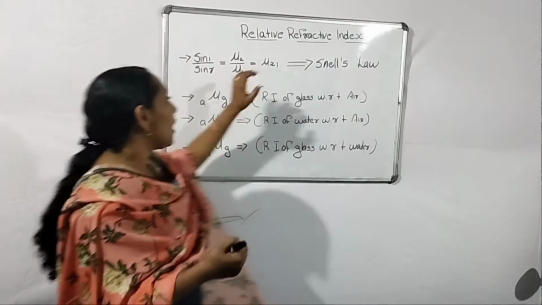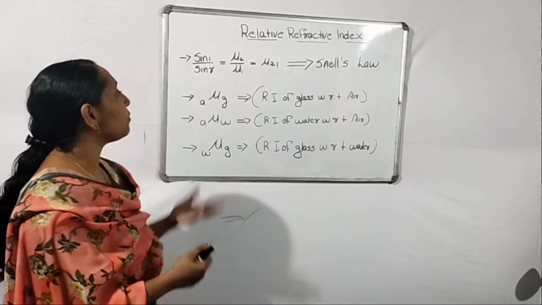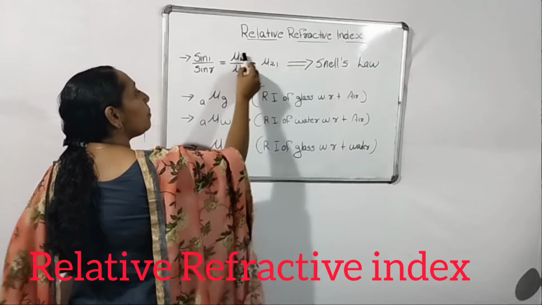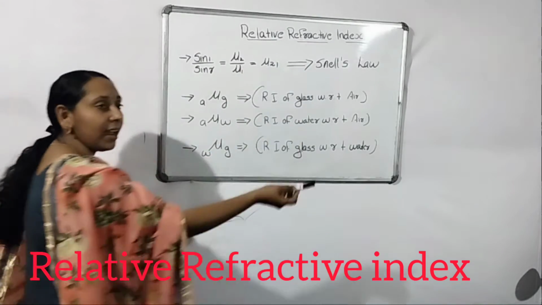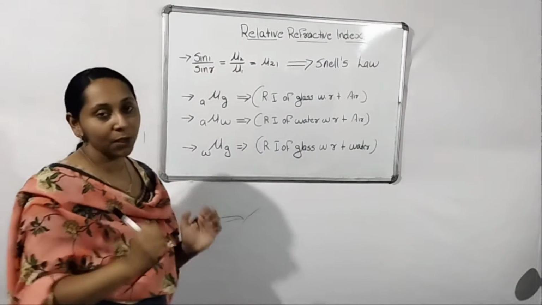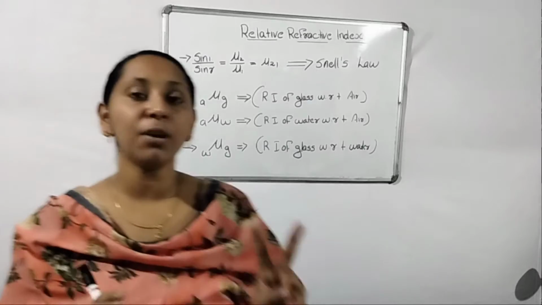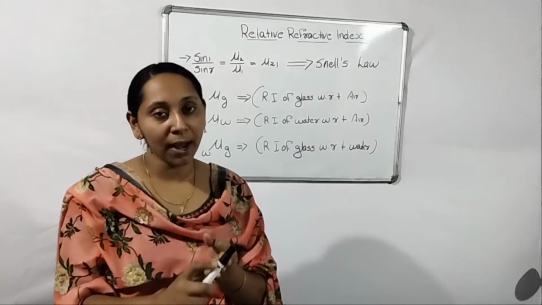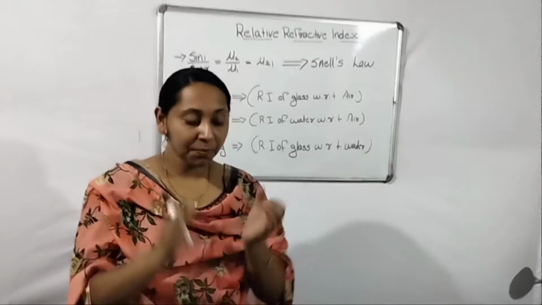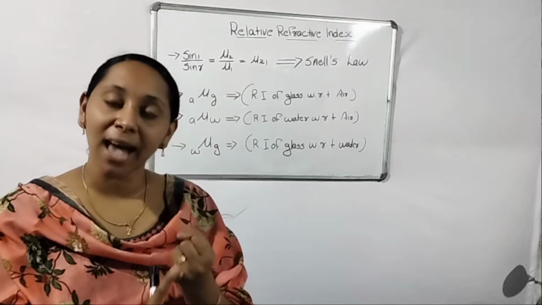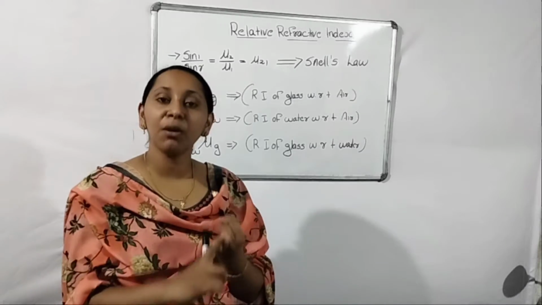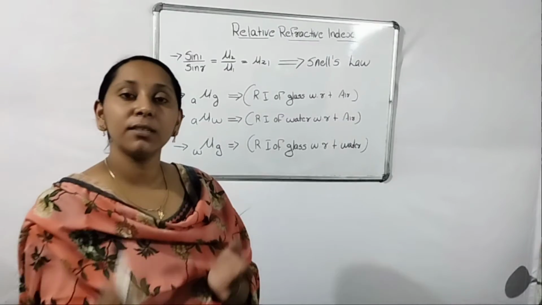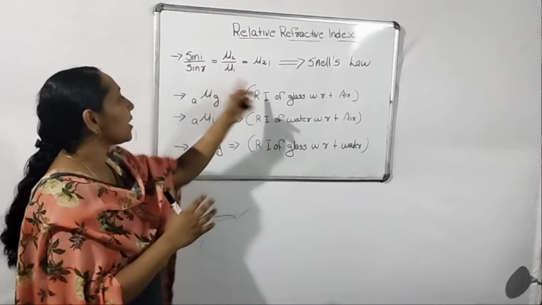Snell's law. There is one more expression: sin i by sin r equal to mu21. What is the meaning of that? mu2 by mu1 is written in another way, that is mu21. The law of refraction contains two different points. The incident ray, refracted ray, and normal line lie in the same plane. And the ratio of the sine of the incident angle and the sine of the refracted angle is equal to a constant value. That constant value is our refractive index mu21.